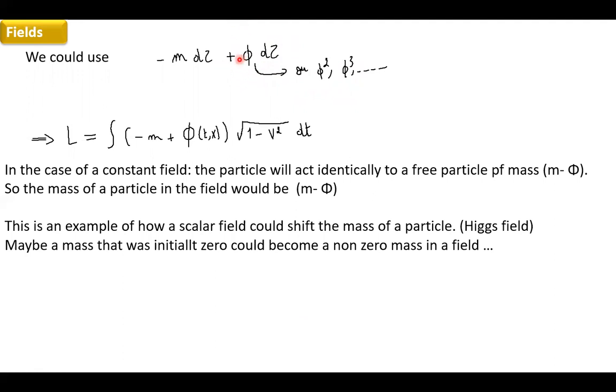Okay, so it could be phi, it could be 2 phi, it could be 1/2 phi, it could be a phi squared, any function of phi, any scalar function of phi d tau.